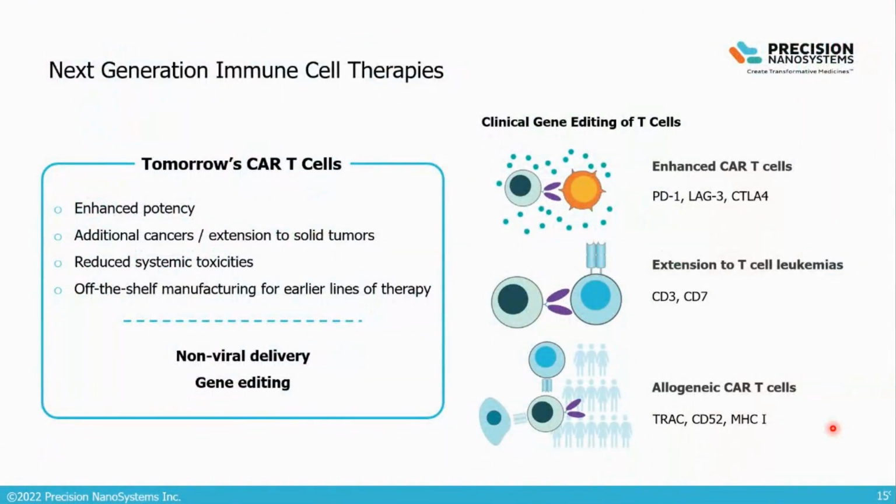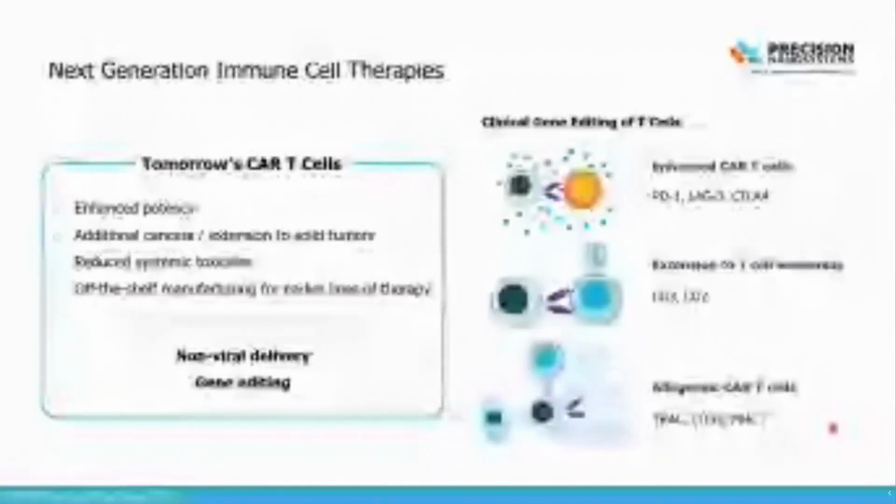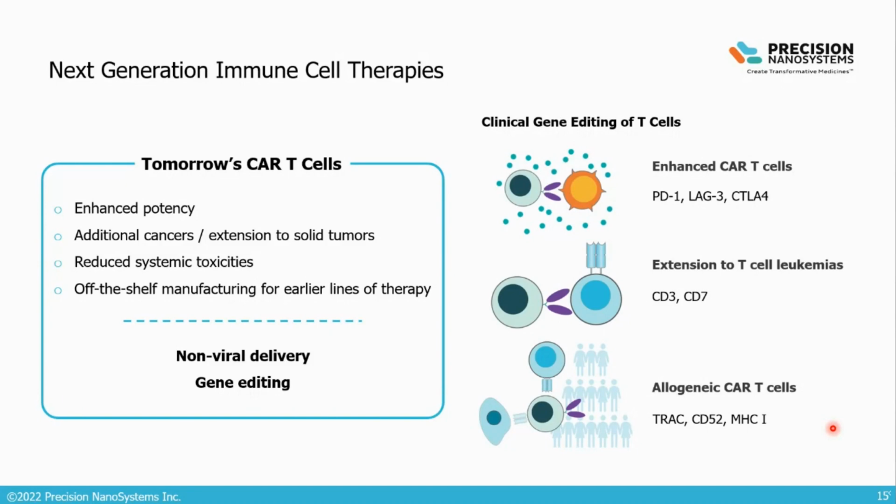Okay, so I have some examples here on how gene editing is changing the landscape of CAR T cell therapy. We can get enhanced potency of these cells. We can extend them to additional cancers and hopefully within the decade, extend them to solid tumors. We can reduce some of the side effects and importantly, as Angela has alluded, get to a stage of off-the-shelf manufacturing where CAR T cell therapy is available for everyone at earlier time points.